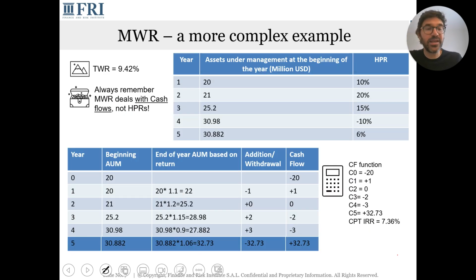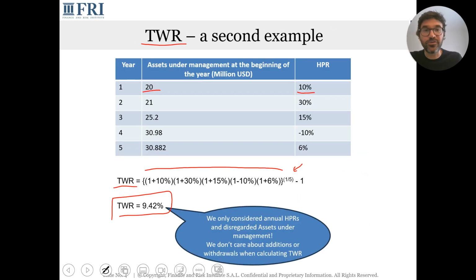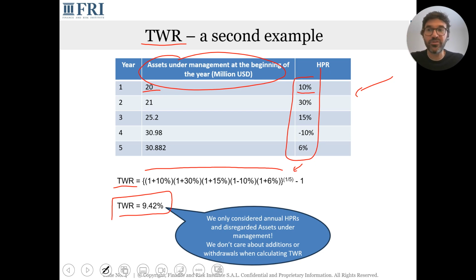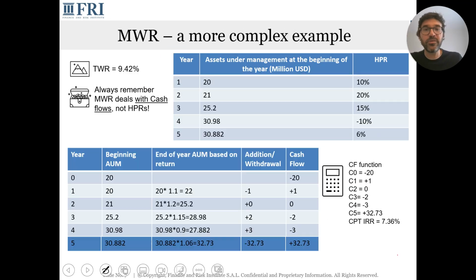Let's look at a last example, which is the same example that we covered earlier for the holding period rate of return, but where I specifically told you that you don't actually need assets under management. It is simply the geometric average of the holding period rates of return. Now for the money weighted rate of return, exact same example by the way, and as a reminder, the time weighted rate of return was 9.42%.